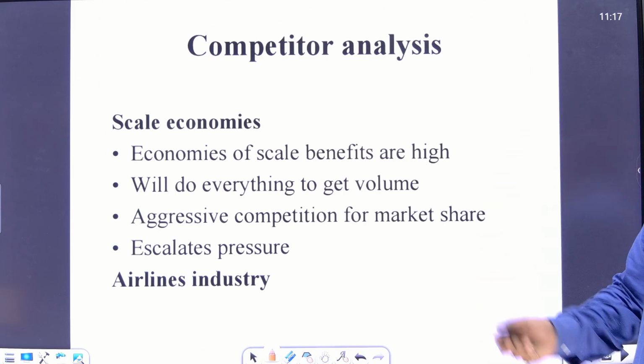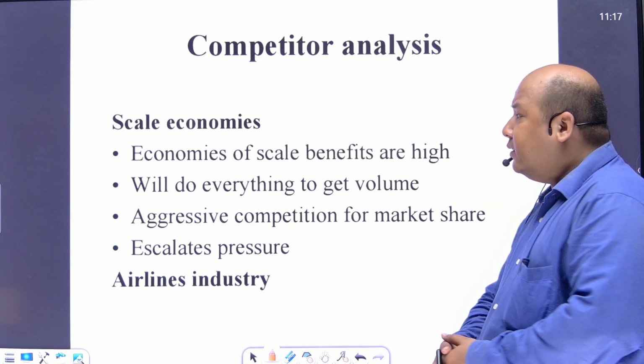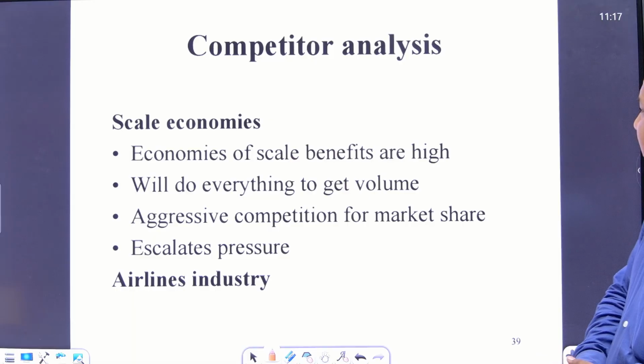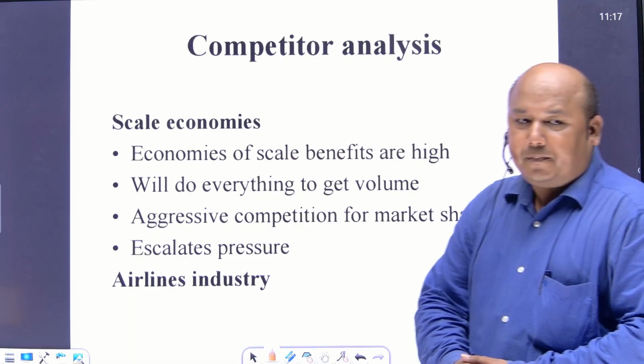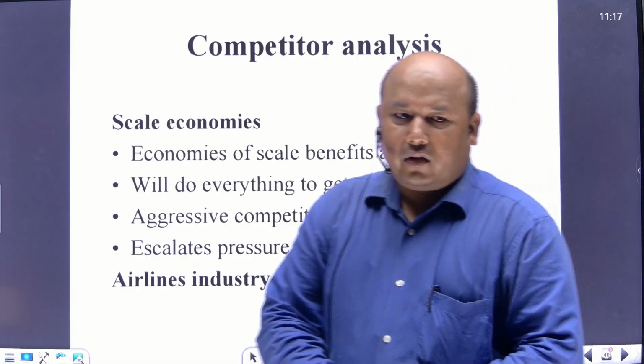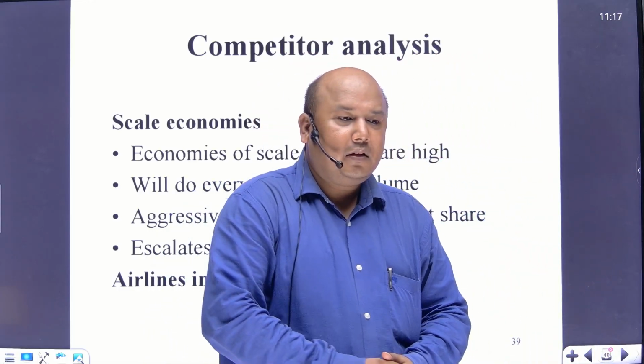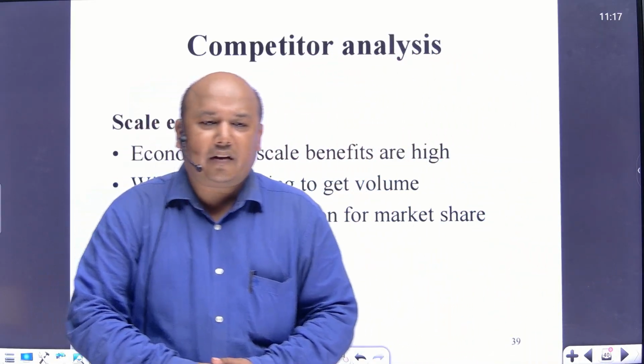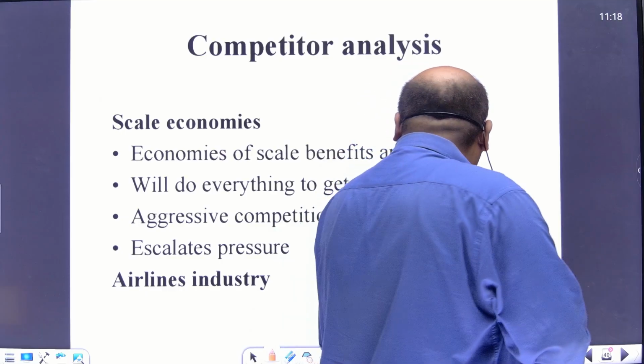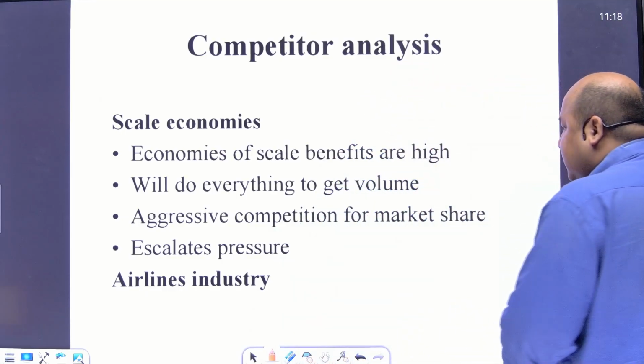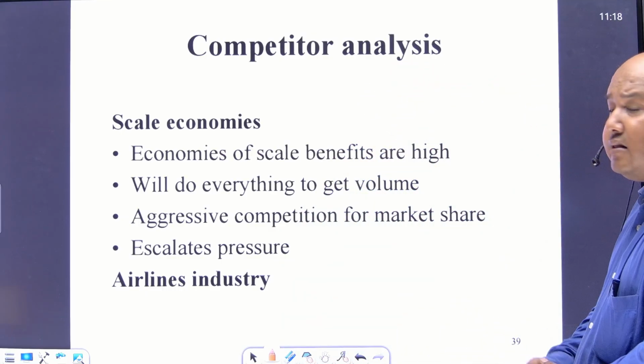Economies of scale play a vital role in that. Where the economies of scale benefit is high, firms will do everything to get volume. Volume plays a vital role. That's the power. When you are playing a volume game, even if the margin is less, you can survive in the market. Aggressive competition for market share escalates pressure. The allied industry is an example.